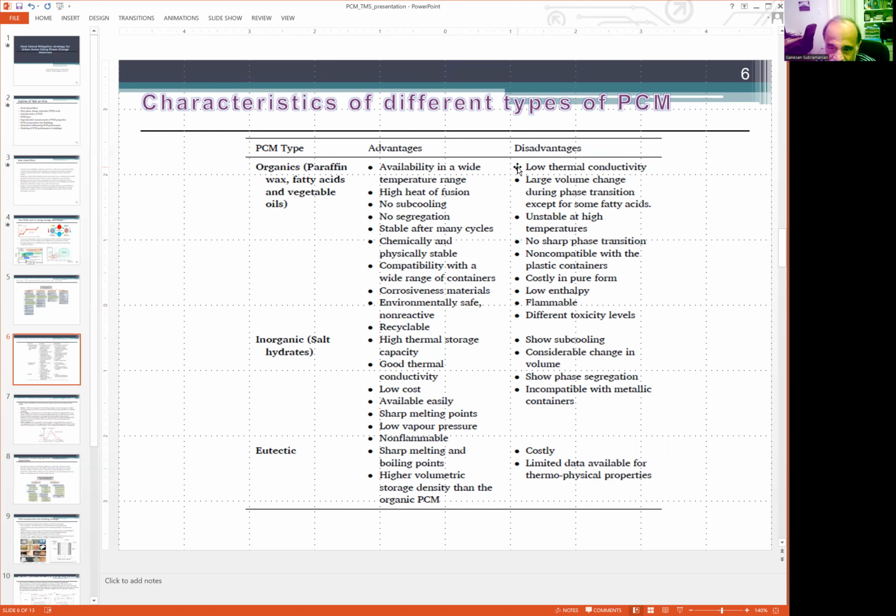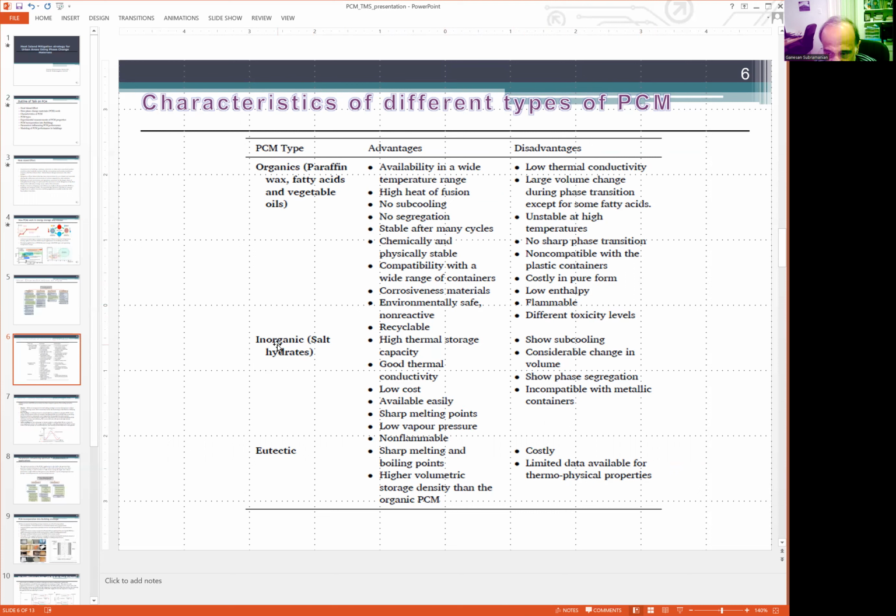Now, what are the disadvantages? They have low thermal conductivity, large volume change during phase transition, except for some fatty acids, are unstable at high temperatures, no sharp phase transition, non-compatible with plastic containers sometimes, costly in pure form, low enthalpy, flammable, sometimes different toxicity levels. And many of these disadvantages are overcome by using composites, as we later show.